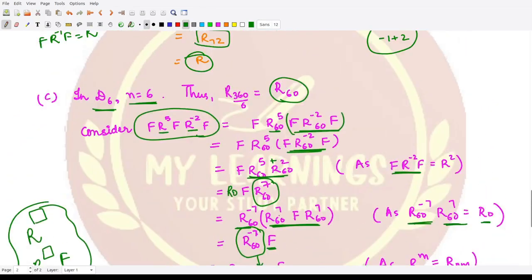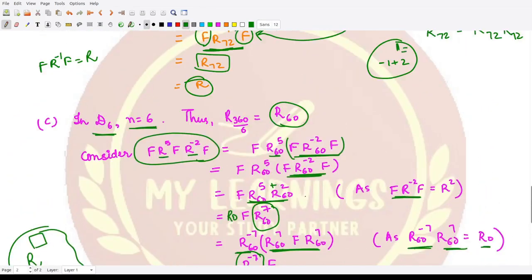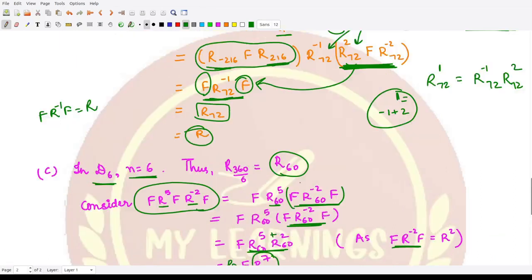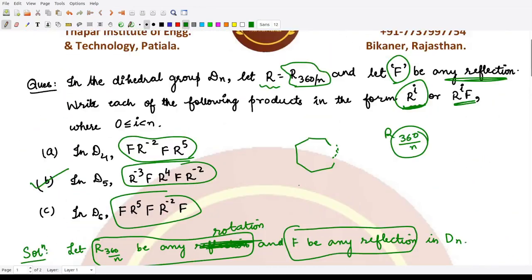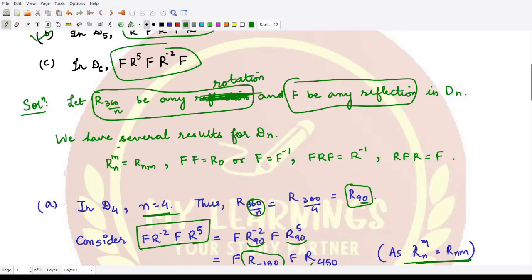So you can solve such kind of calculations very easily once you are used to it. I insist you solve these calculations by yourself. If you know these results, you just have to apply them one by one in order to get the answer, correct?